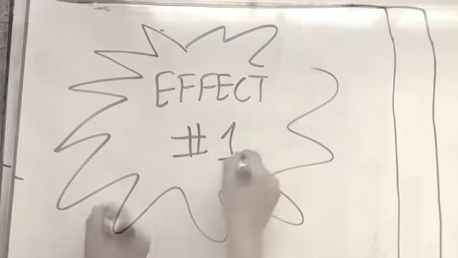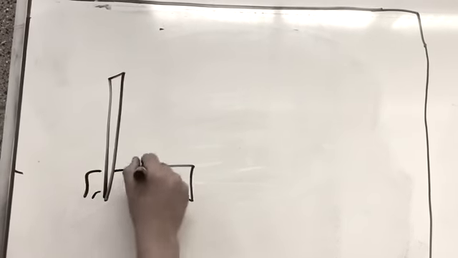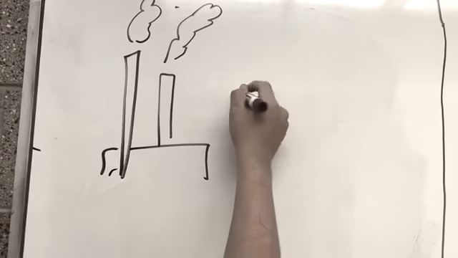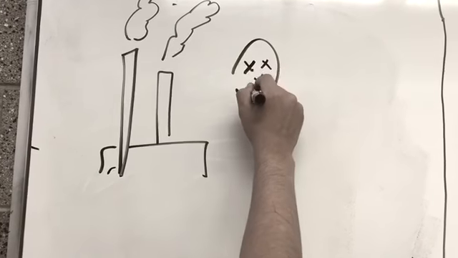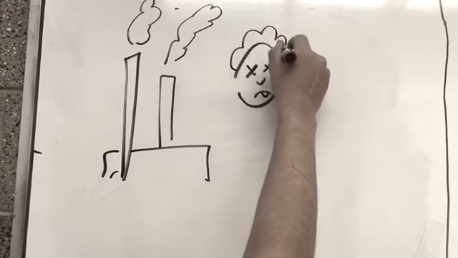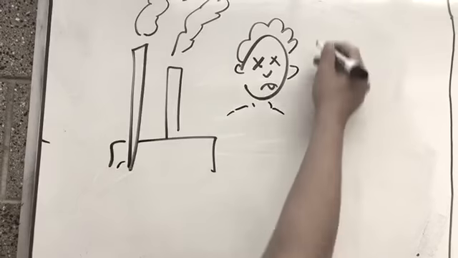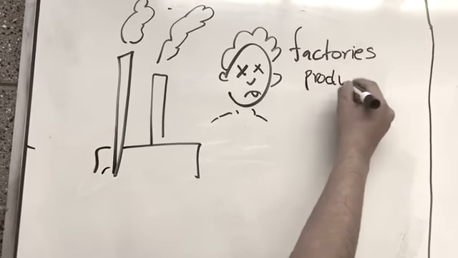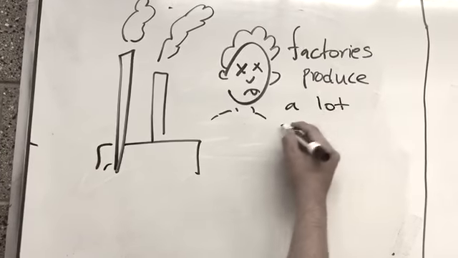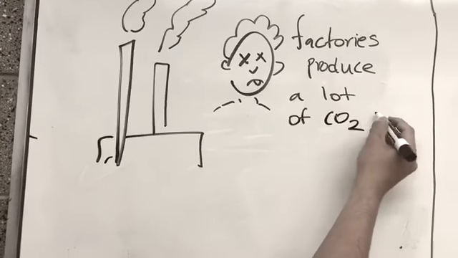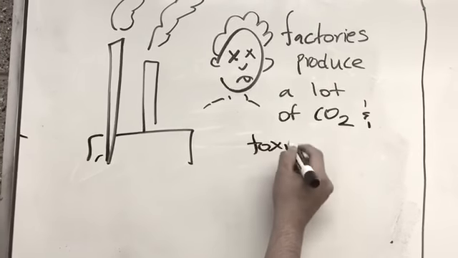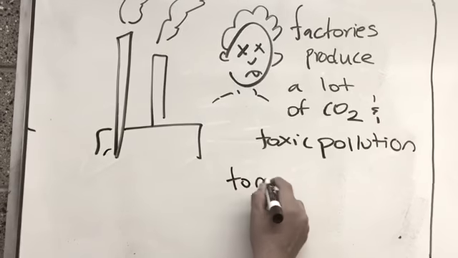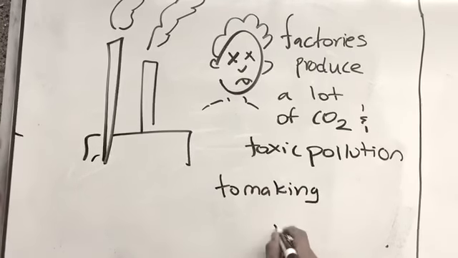Effect number 1 starts with a factory that produces plastic. As you can see, this causes large levels of dissatisfaction to the people because factories produce a lot of carbon dioxide and toxic pollution to make plastic.